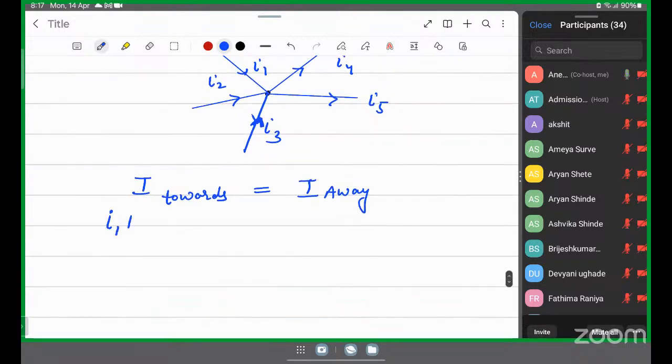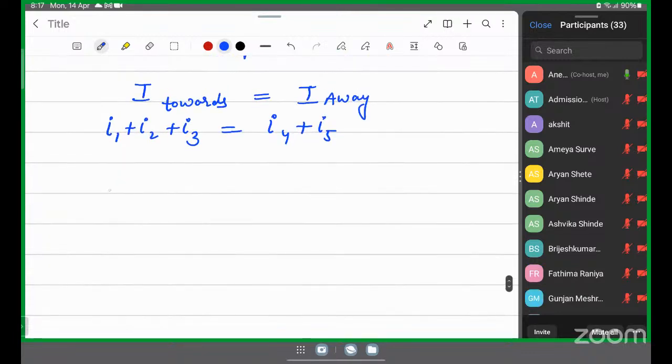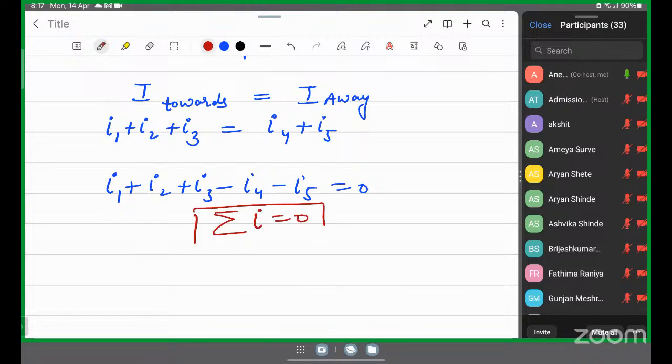I1 plus I2 plus I3 will be I4 plus I5. And if you rearrange it, it can also be given as I1 plus I2 plus I3 minus I4 minus I5 equals 0, which implies that summation I will be 0. So in any electrical circuit at any junction point, overall current will be 0.